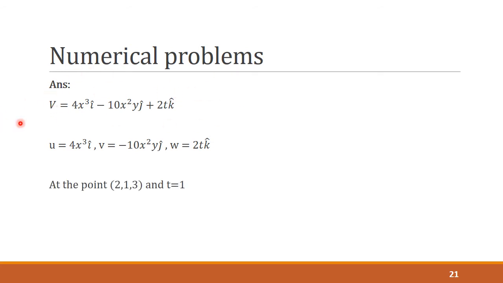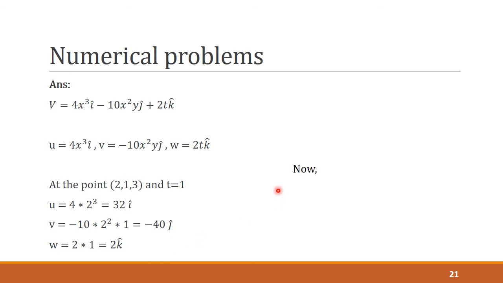And so at the point 2, 1, 3 and t equal to 1, u is given by 4 into x cube, that is 4 into 2 cube, which is 32 i cap. v is given by minus 10x squared y, so minus 10 into 2 squared into 1, which is minus 40 j cap. And w is given by 2t, where t is equal to 1, so w is 2 into 1, that is 2 k cap. So u, v and w terms are known.